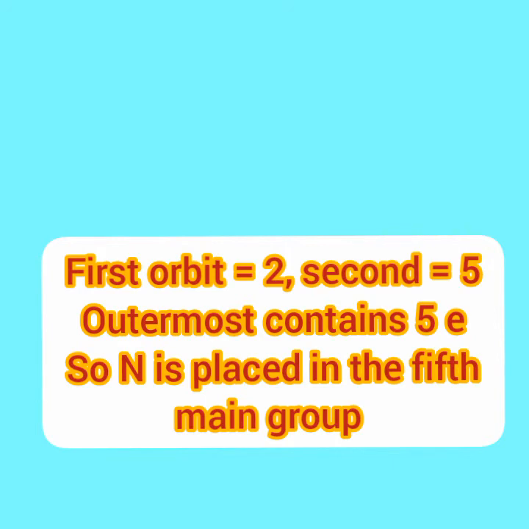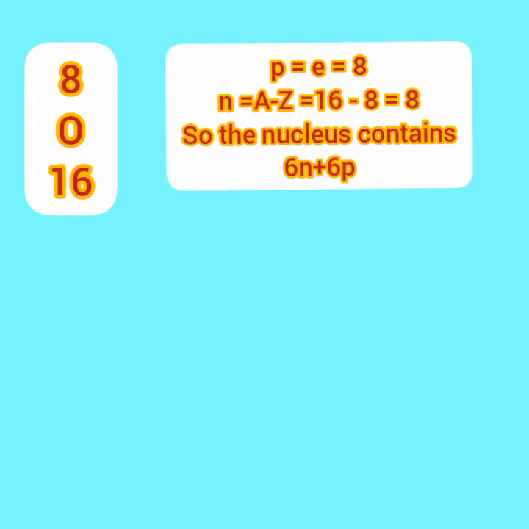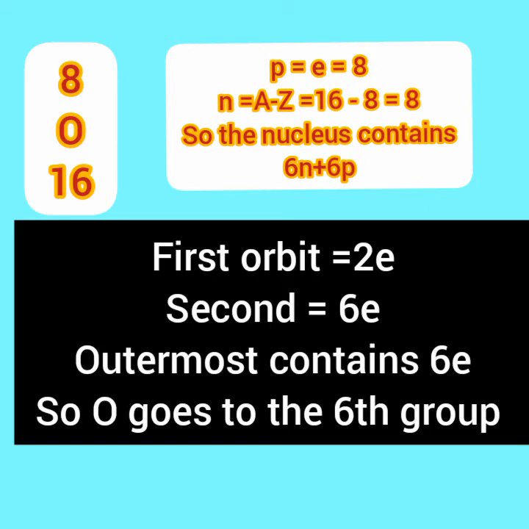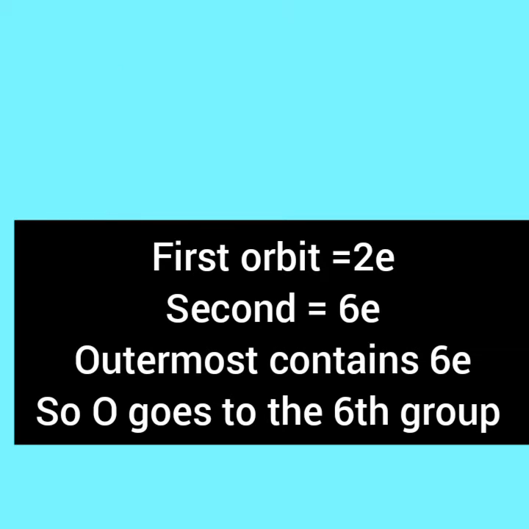Okay, next is oxygen. It's a very important element. 8, oxygen 16. The atomic number is 8. That means P is equal to E is equal to 8. The number of neutrons will be equal to the atomic mass minus atomic number, that is 16 minus 8, which is 8. Therefore, the nucleus contains 8 protons and 8 neutrons, and the arrangement of electrons around the nucleus is: the first one will be 2, the second one will be 6. Therefore, oxygen is placed in the 6th main group, or the 16th group.